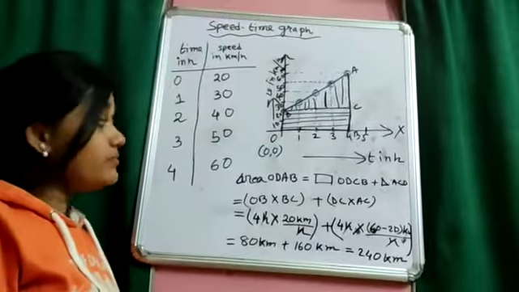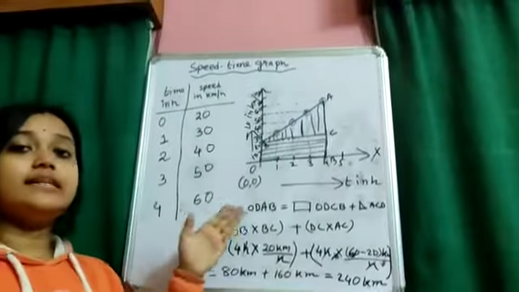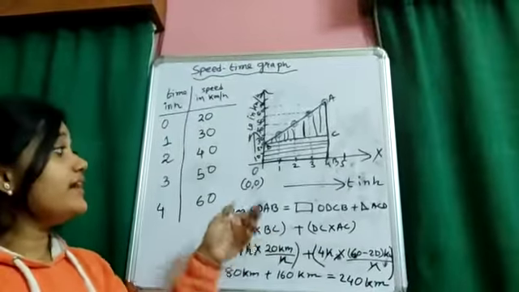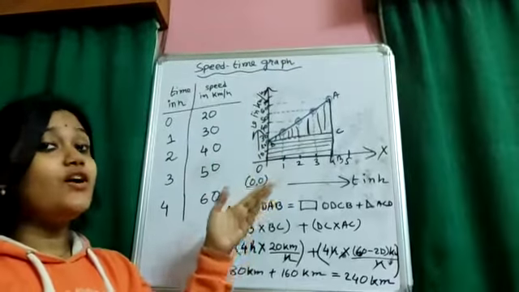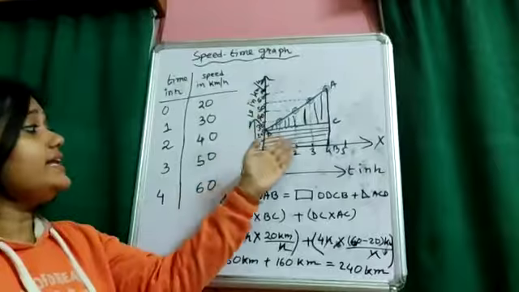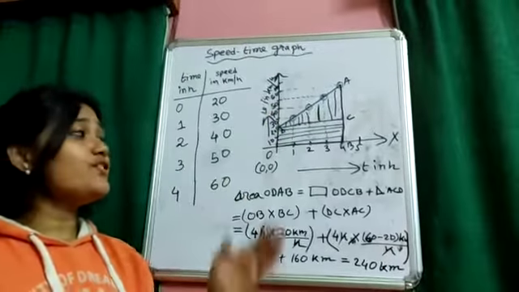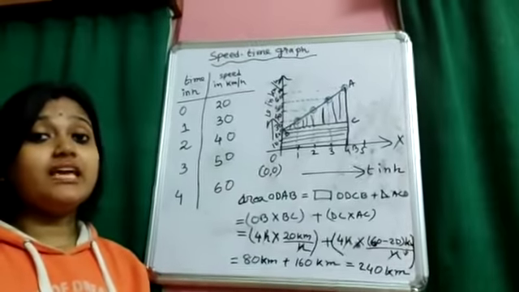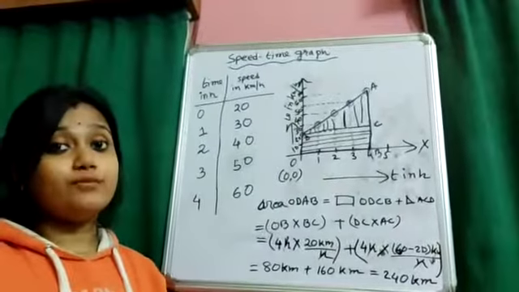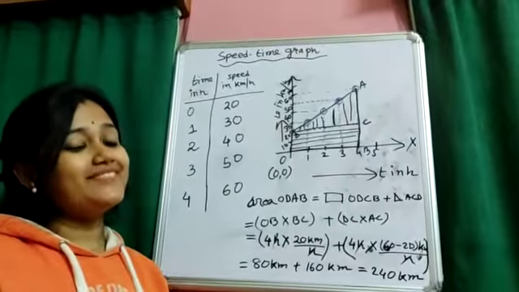So from this kind of graph we can find out the distance covered, the acceleration, and the instantaneous speed, that is speed at any point. All of these give me the exact type of the motion as well. Okay, keep practicing at home. Thank you.